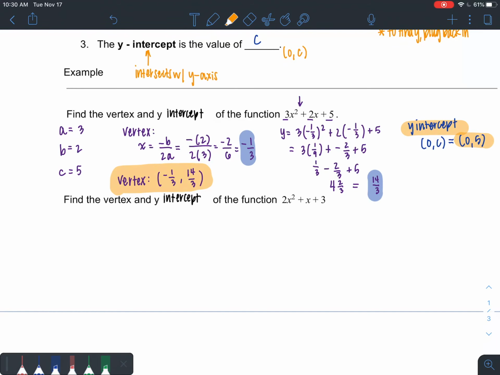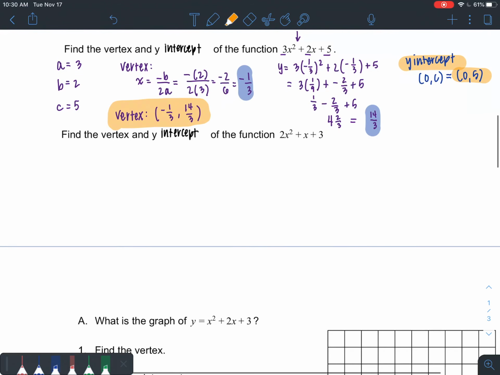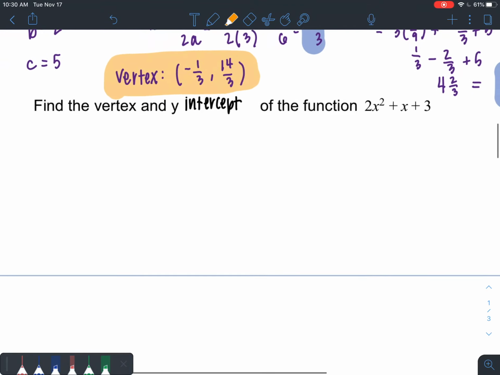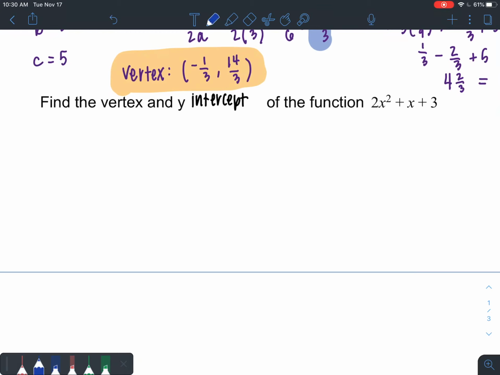Okay, so let's go ahead and do this next one here. So I'm going to write out what A, B, and C are. So go ahead and do that on your own. So what you should have got was 2, 1, and 3.